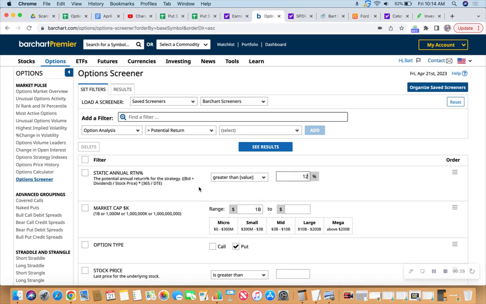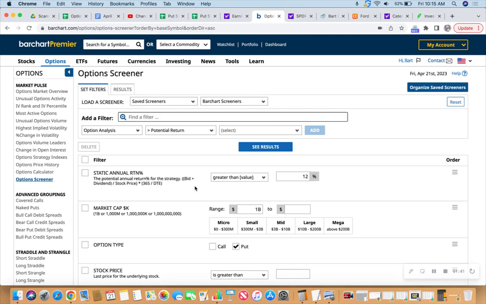Now, I didn't spend any time researching why my numbers come in a little different than Barchart's numbers regarding annualized return. I mean, they got bid plus dividend. Is that it? Is it plus dividend? Is that what's throwing me off? I don't know. One of these days, hopefully very soon, I will determine why Barchart has a different annualized return on most of these numbers that I'm running.